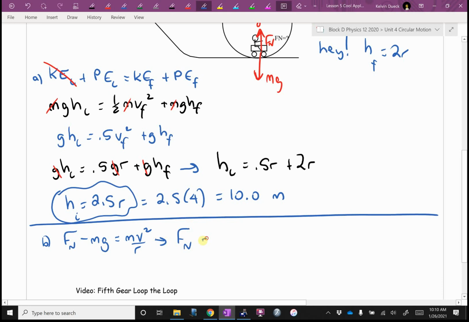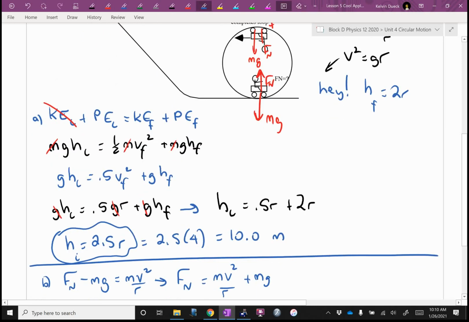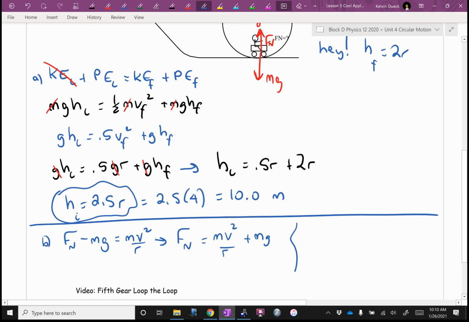So the normal force is going to be mv squared over r plus mg. Do I know m, 50? Do I know g, 9.8? Do I know r? Do I know v? You know what this is a good job for? Conservation of energy, because the speed is going to be all of this potential turned into kinetic down here. So I'm going to draw the line.